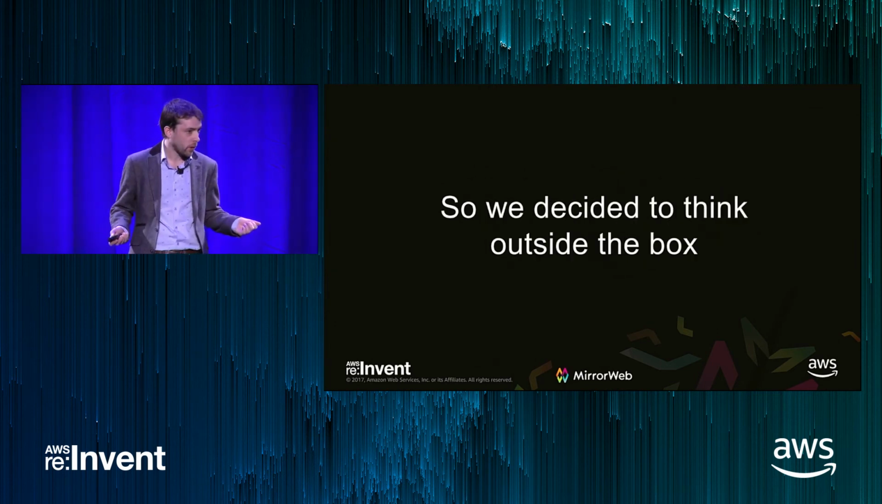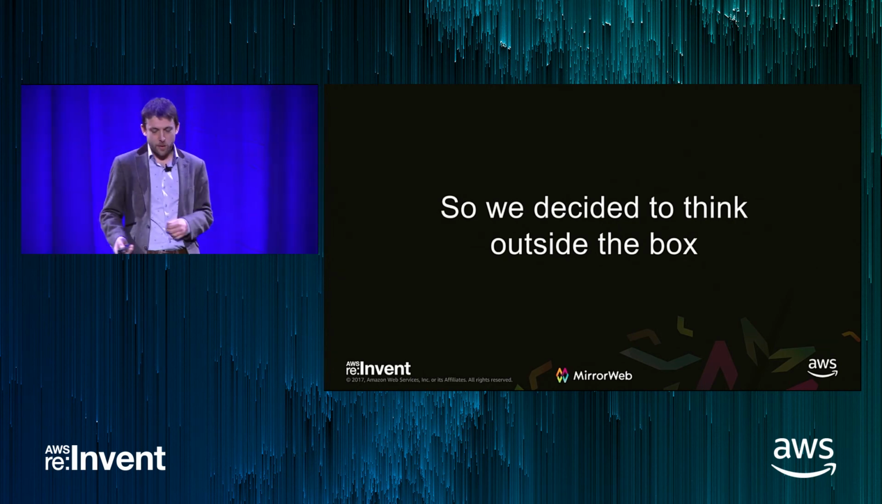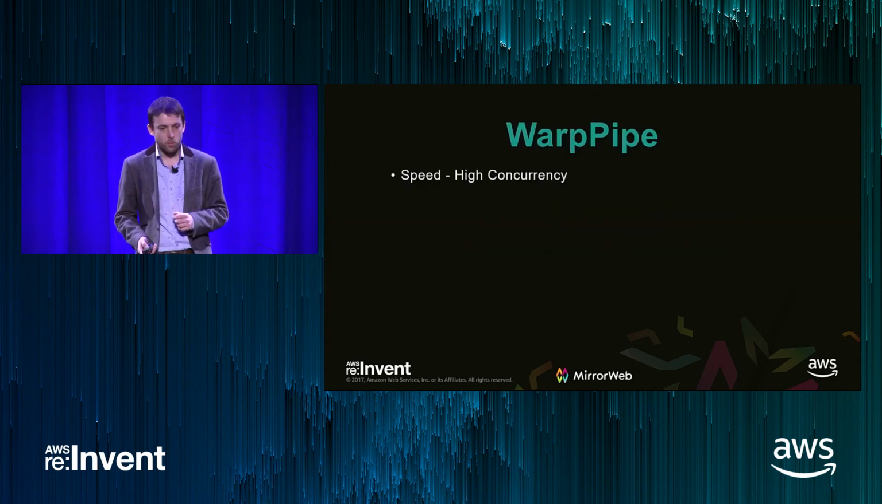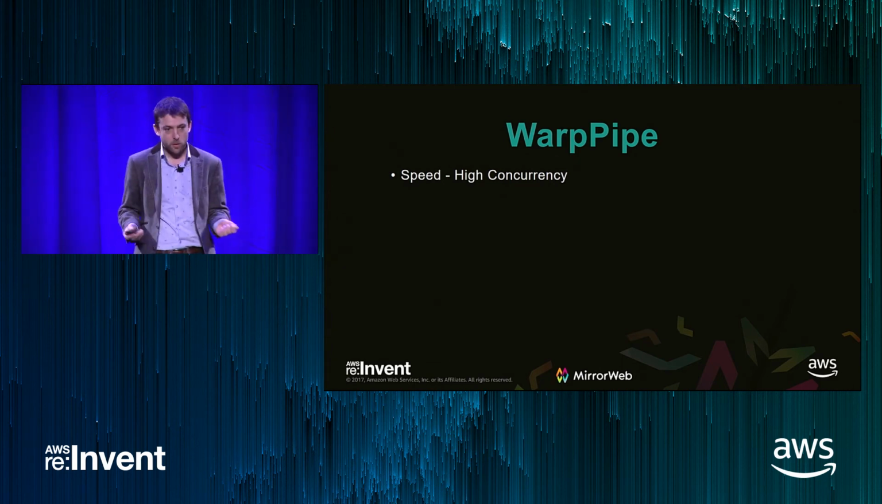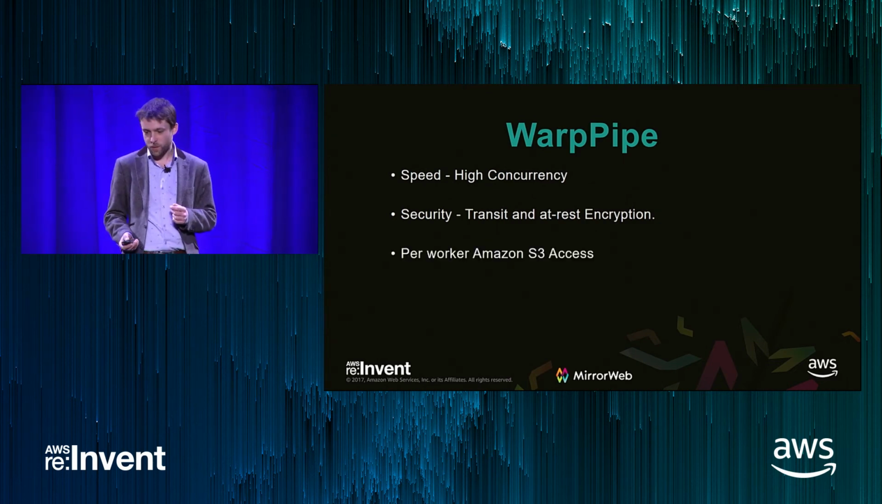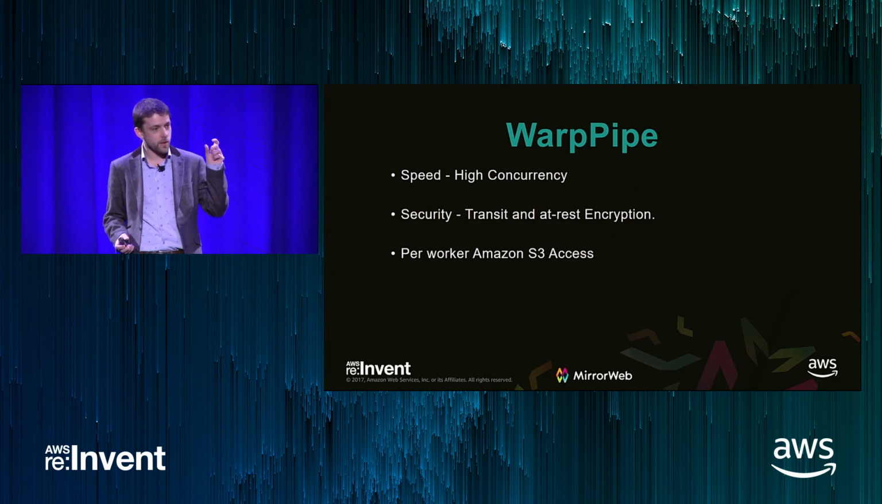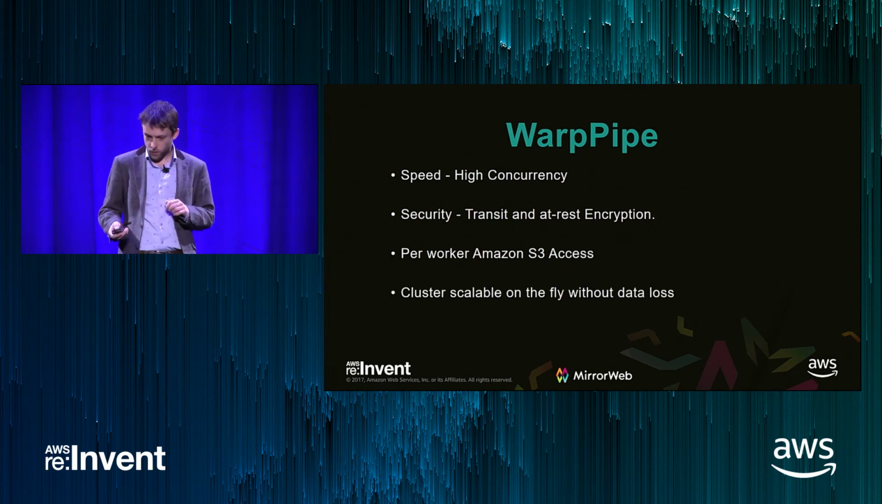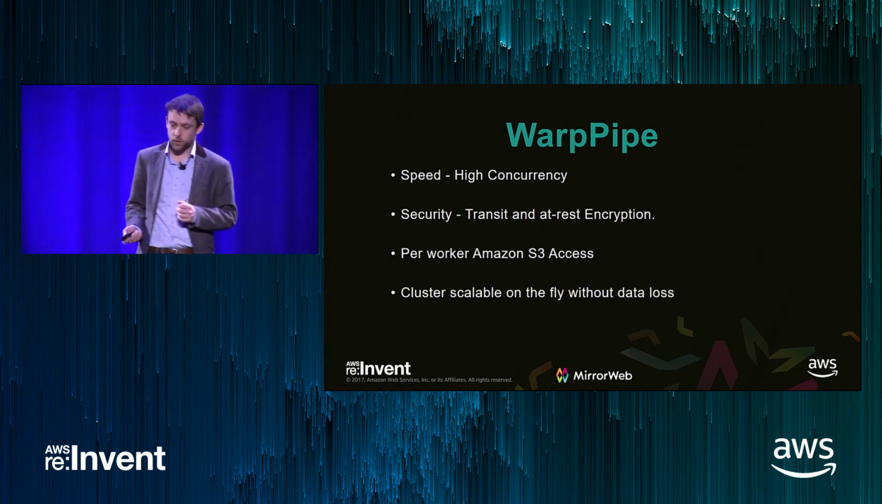So we decided to think outside the box, and some smart members of our dev team came up with what we call WARPipe, which was, in a way, a rewrite of Hadoop for the cloud. So what is WARPipe? What did it allow us to do? It allowed us to run incredibly quickly and do the ingest at speeds that are unheard of. Each worker in WARPipe was able to access the data directly from S3 for the filter stage. We didn't have to move the data, so each worker had direct access to S3, and we were able to scale the cluster on the fly as well.